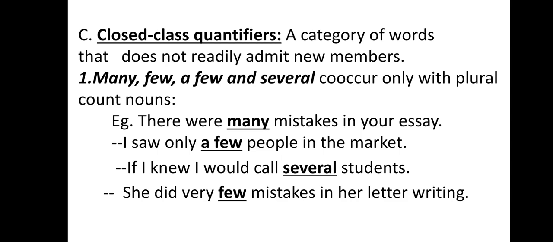Now, under type C of post determiners, we have closed class quantifiers. Closed class quantifiers are a category of words that does not readily admit new members. It means to this class it is not easy to insert new members. Under closed class quantifiers, we have the following examples. Number one, many, few, a few, and several that co-occur only with plural count nouns. It means these we can use only with plural countable nouns.